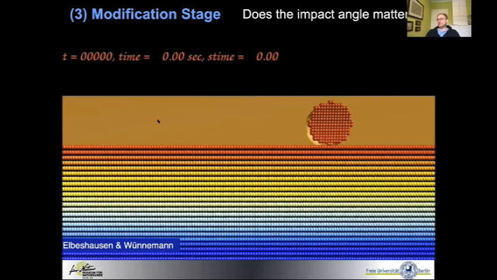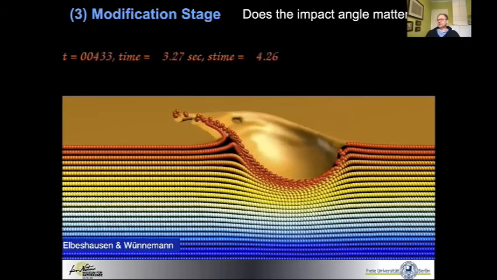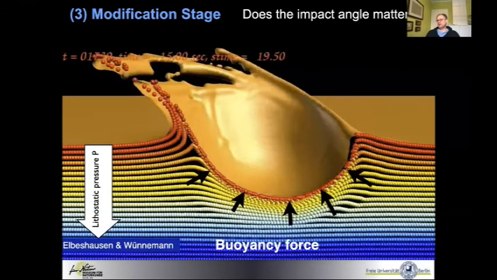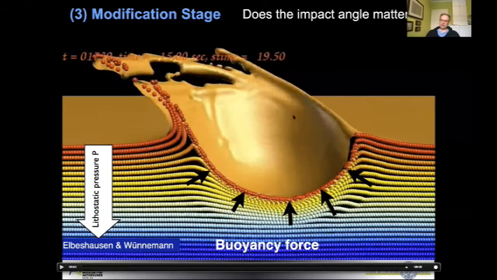Okay, and then I promised that the impact angle is also something that may matter or not in crater modification. So I'll show you a numerical model of an oblique impact. And there you see that you basically end up with very similar things. You have a transient crater. Of course, the ejection of material is asymmetric and different to a vertical impact. But the transient crater size is very symmetric and very similar to the one when you have a vertical impact.